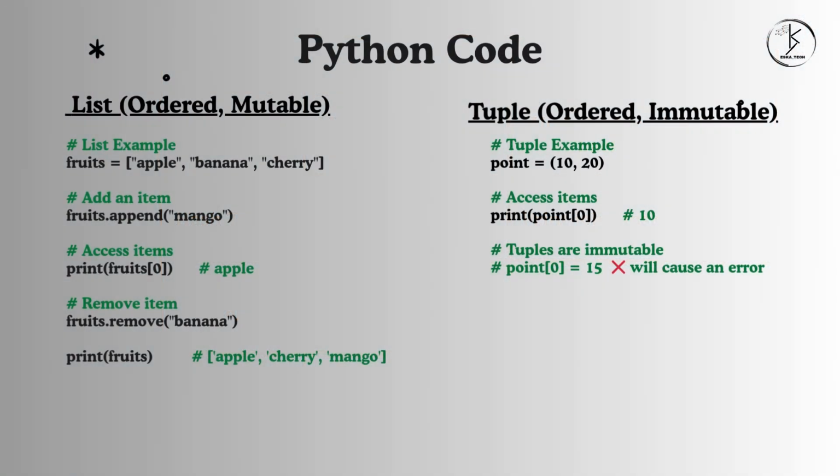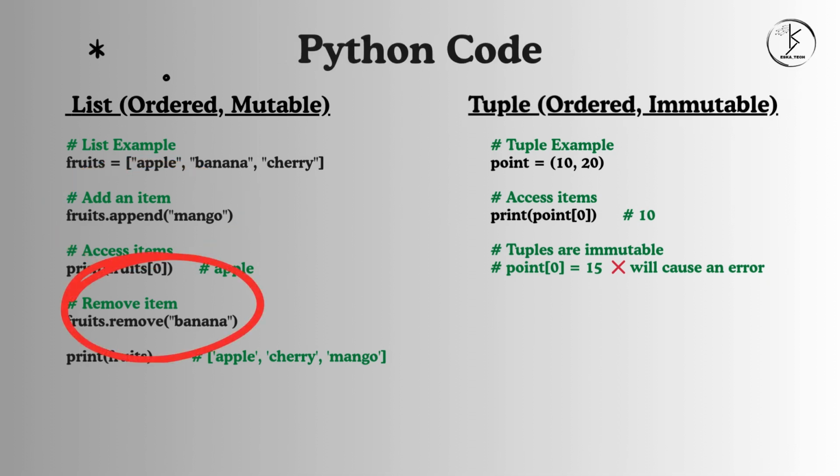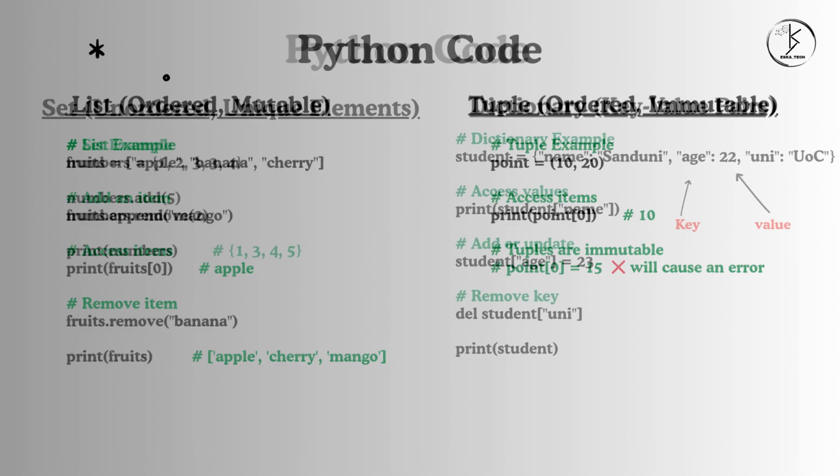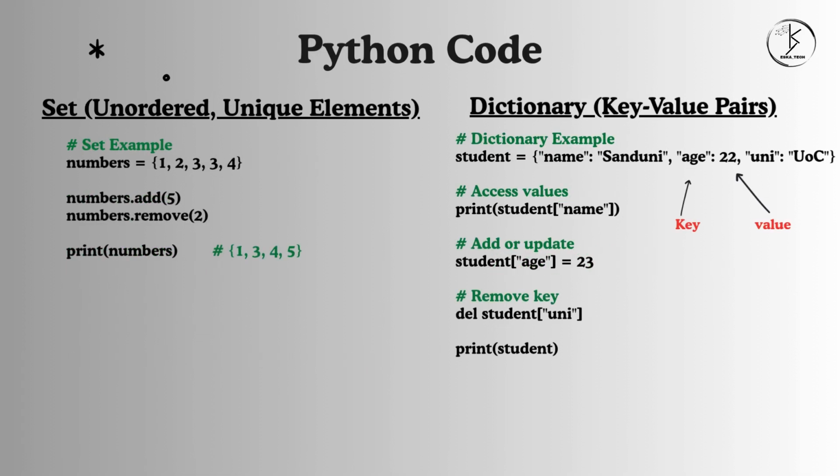Now you will learn the Python code for the data structures. By using append, we can add elements to the list. By using remove, we can delete elements from the list. In tuples, we can't modify the elements from time to time. In a set, we can add elements by using the add keyword and delete elements using the remove keyword. In a dictionary, there is a key and value.